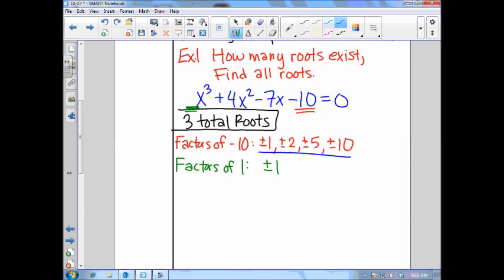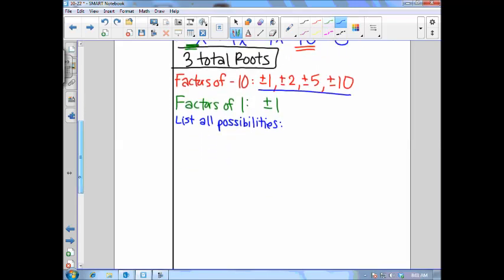We're going to divide those and list all possibilities. Which in this case, if our denominator is dividing by 1 or negative 1, aren't all the possibilities just the numerator? Yeah. So that'd be plus and minus 1, plus and minus 2, plus and minus 5, plus and minus 10. So it means we have 10 possibilities, but you guys told us at the beginning only 3 actually exist. So 7 of those aren't going to be roots, if all of them are real. It could be that we have some imaginaries, so there'd be complex roots.